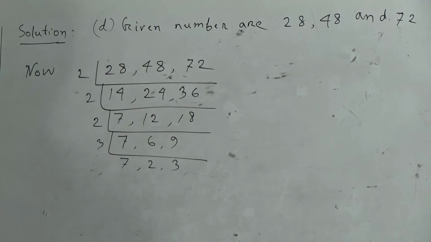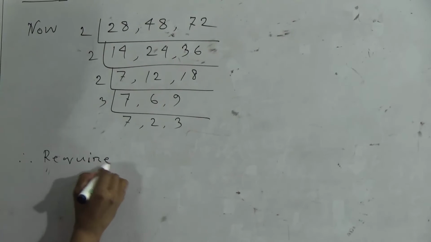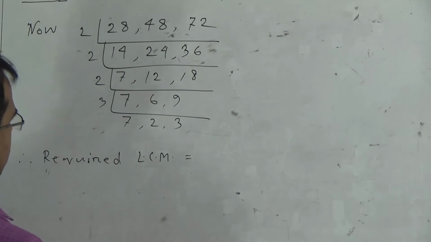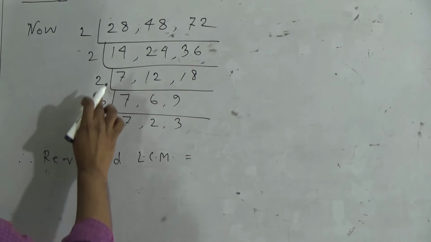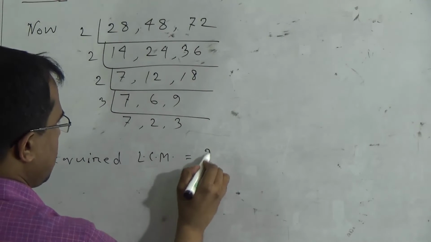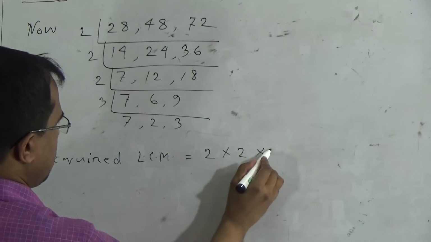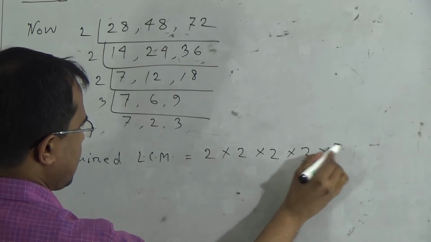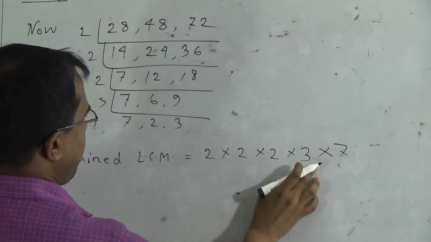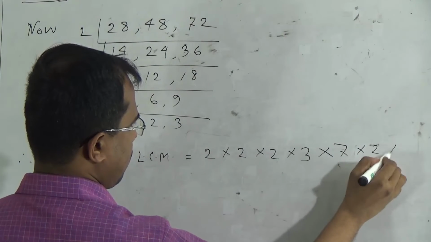Now the required least common multiple, therefore, the required LCM is equal to 2 multiplication 2 multiplication 2 multiplication 3 multiplication 7 multiplication 2 and multiplication 3.